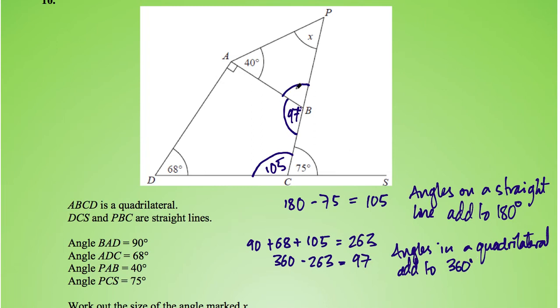Then I can find this one again by doing 180 minus 97. So 180 minus 97 is 83. And again, I can put angles on a straight line, 180.